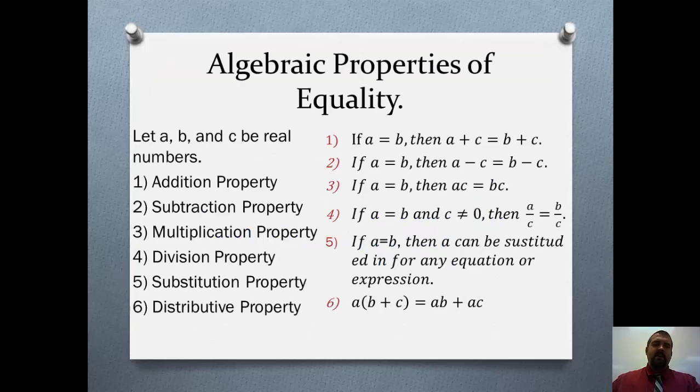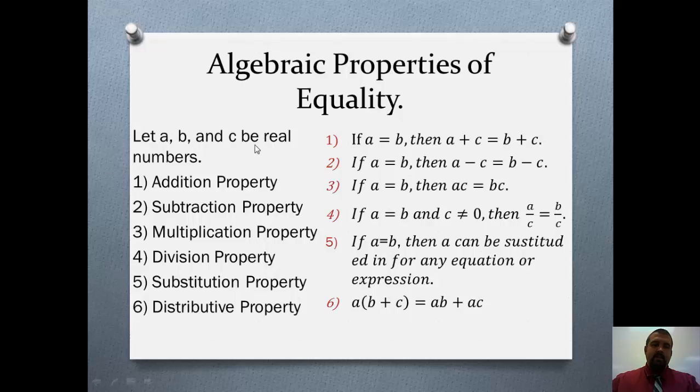So, for instance, there are 6 algebraic properties of equality. Algebraic because it's some sort of addition, subtraction, multiplication, and so on. Properties because these should always be true for any real number. And equality because all of these use the equal sign. So, the first condition that needs to be had is let A, B, and C be real numbers. If they're not, this doesn't work. If they are, it works.